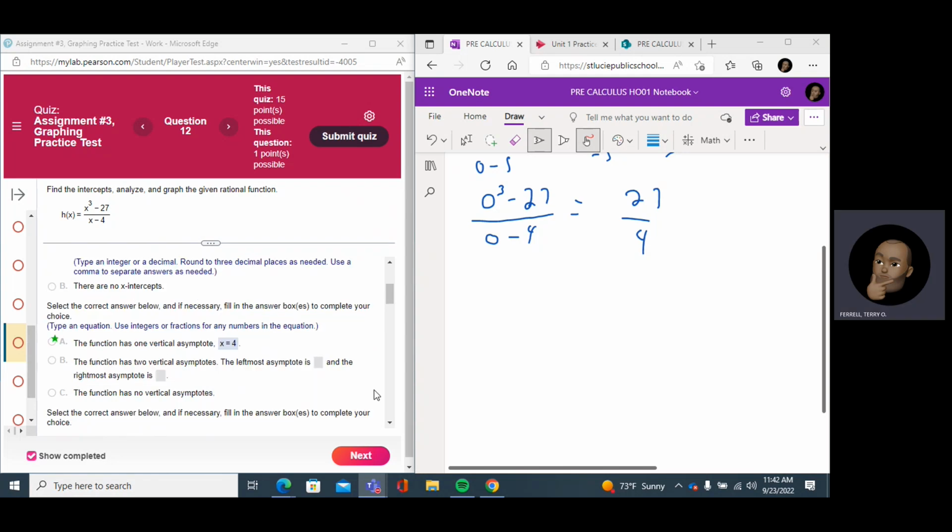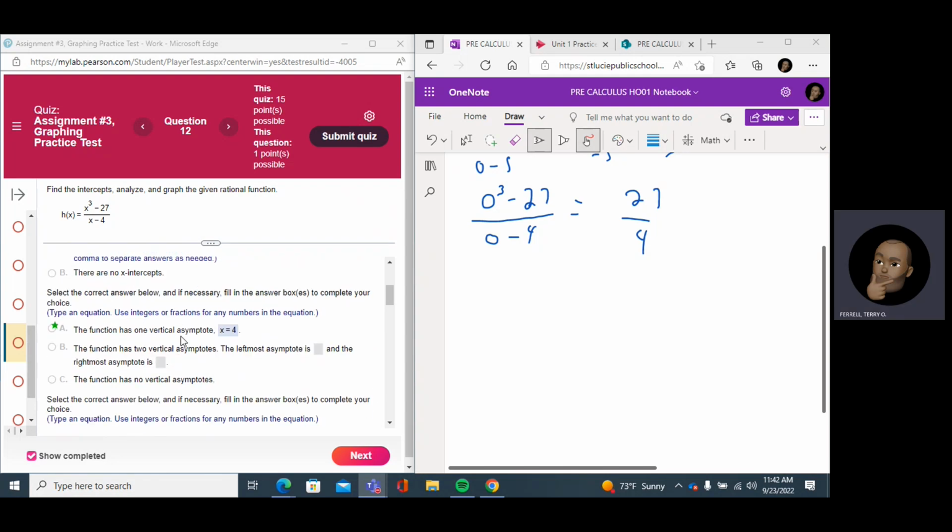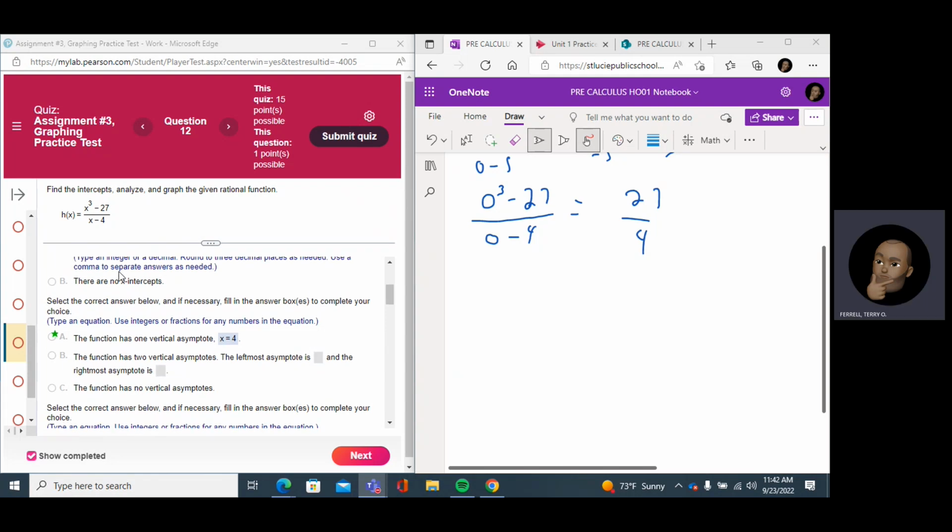Okay. The next one, it says we're looking at vertical asymptotes here. That's looking at your denominator. If I factor my denominator, what number can I plug in to make that 0? If I plug in a 4, that's going to make that denominator 0. That's why I have one vertical asymptote at x equals 4.